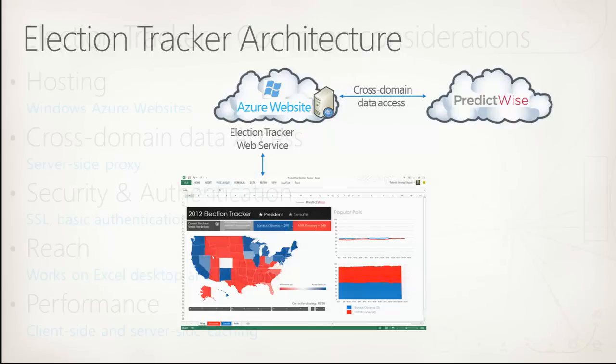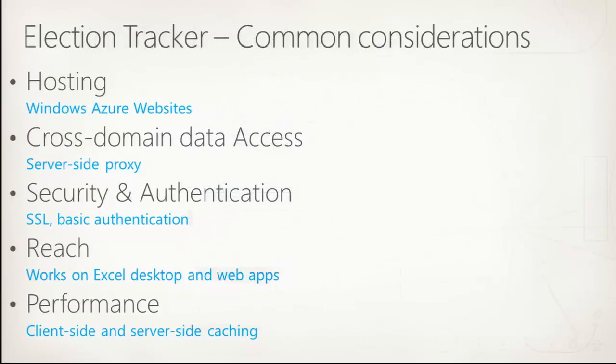Now, one of the key things that most of you will need to think about when developing apps is where are you going to host? So we talked about 3 different choices. You can do SharePoint hosted, auto-hosted, or provider hosted. So depending on your scenario, you may choose one or the other. In this case, we decided to do Azure websites because we needed to connect to the PredictWise site. And there were a couple of credentials that we needed to keep secret. So the only way to do that was to do it through the server.